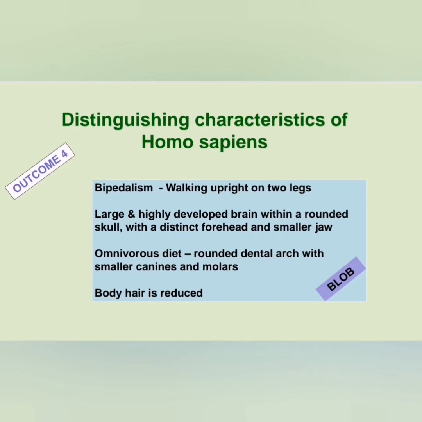The L is for a large and highly developed brain with a rounded skull, a distinct forehead and a smaller jaw. And then the O is for an omnivorous diet, which is evident from the rounded dental arch and smaller canines and molars. And then the last B is for body hair, which is reduced, hence the BLOB. Now let's look at each of these individually.